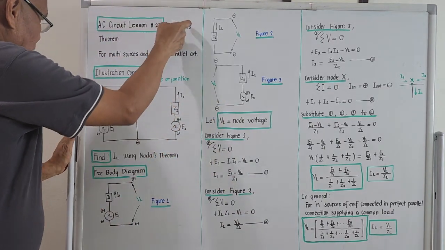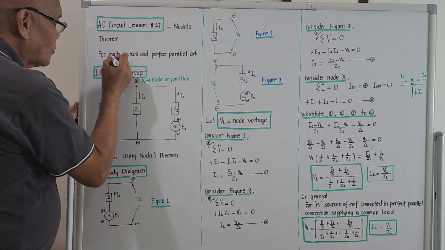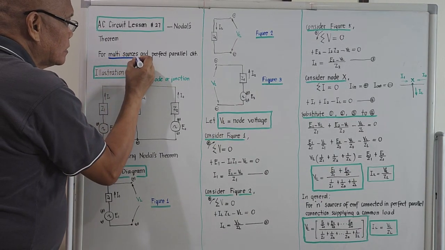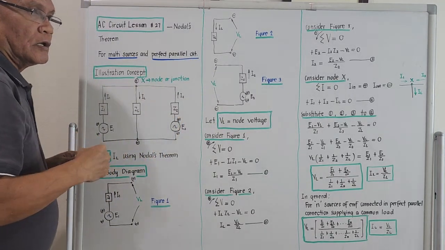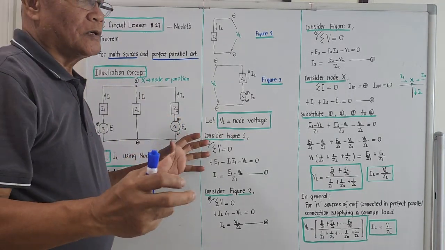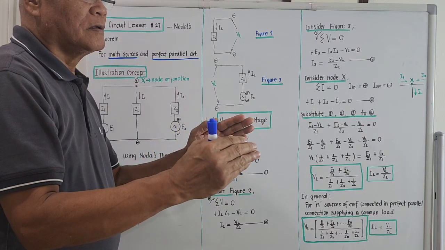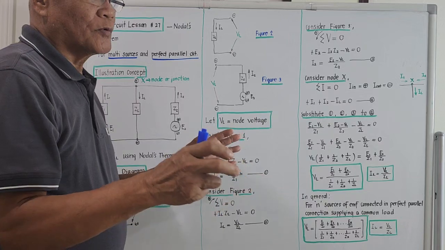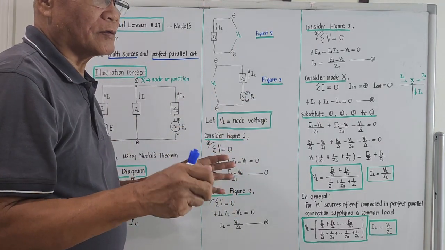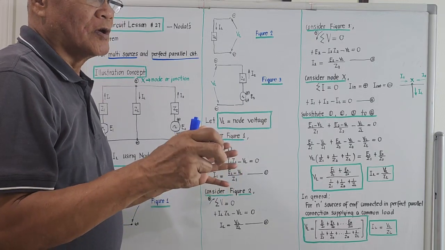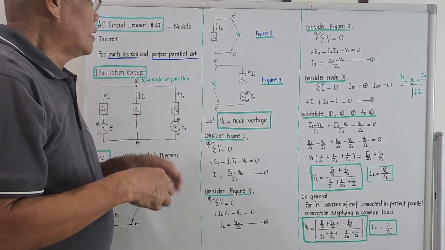So for Nodal's theorem, the application will be for multi-sources and a perfect parallel circuit. If the different sources of EMF are connected in parallel, the best solution for computing the current through a load Z sub L, meaning the total load current delivered by all the voltage sources to a given load, will be by using Nodal's theorem.